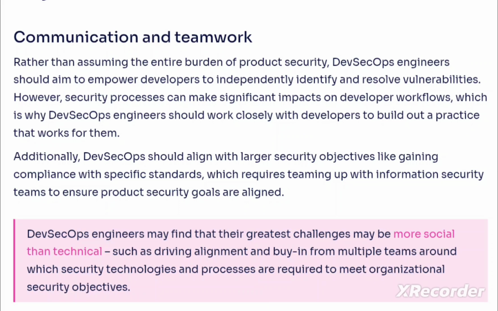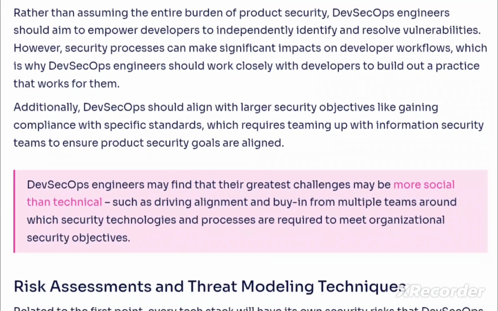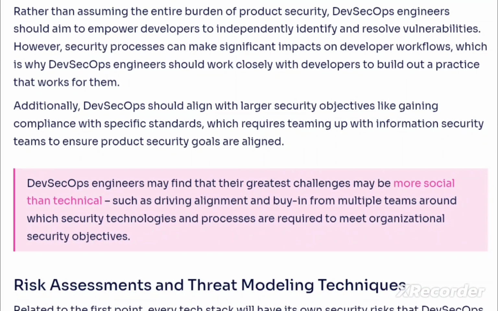And communication and teamwork, definitely communication is very much required. As a DevSecOps engineer, you need to be integrated and work collaboratively with the different teams to seamlessly flow things. However, the security process can make a significant impact on the developers' workflows, which is why DevSecOps engineers should work closely with the developers to build out the practices of their work. Additionally, DevSecOps should align with larger security objectives, like aligning compliance with specific and international standards, which requires teaming up with the information security teams to ensure production security goals are aligned properly.